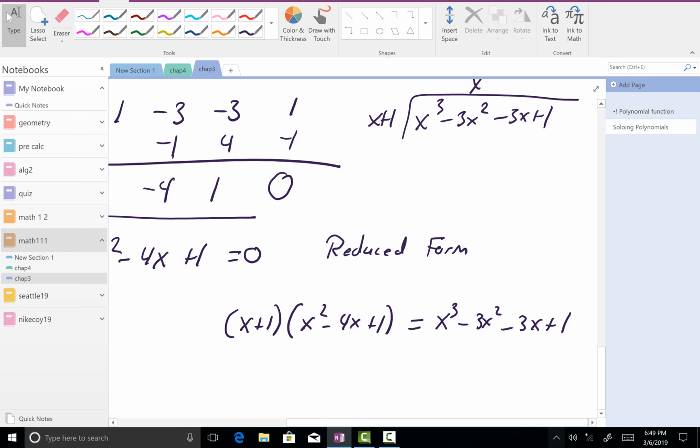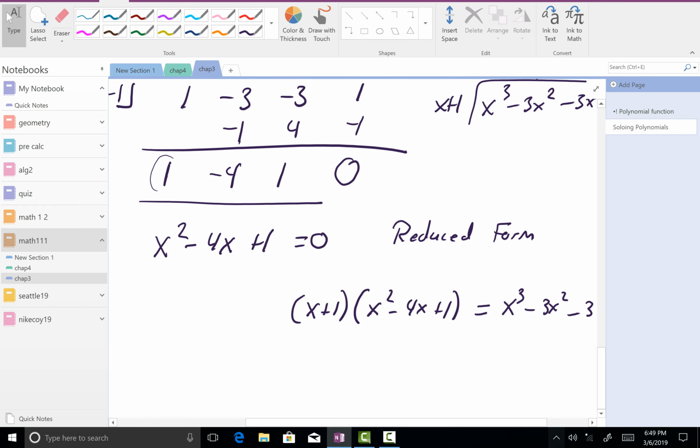Where did the x plus 1 come from? We divided by -1. Yeah, so oh, that's the x-intercept, right. You explained this so much better. Oh, thanks.